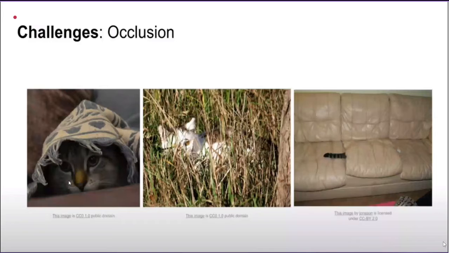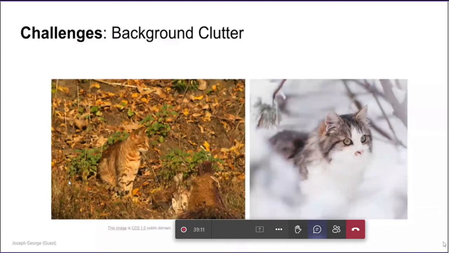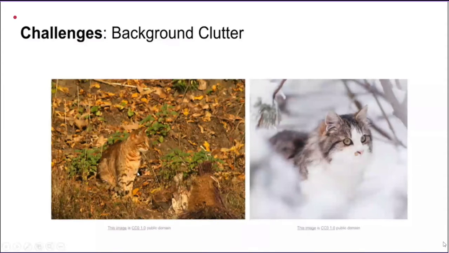Another thing is background clutter, which means sometimes the object in the image will be similar to the background. So in that case, we need to correctly identify the object present in this particular image. So that is also a challenge for us.